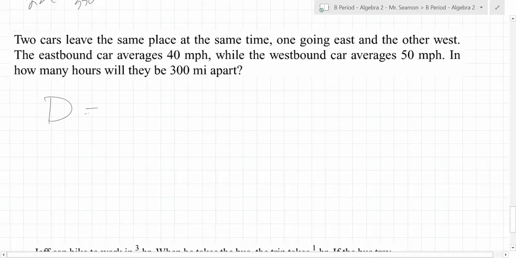Distance, right? Rate times time. Distance equals rate times time. That's the one hint I'm going to give you. So, who drew a picture of the situation?